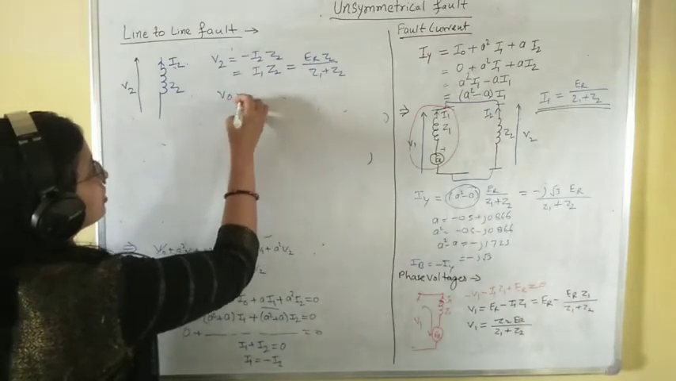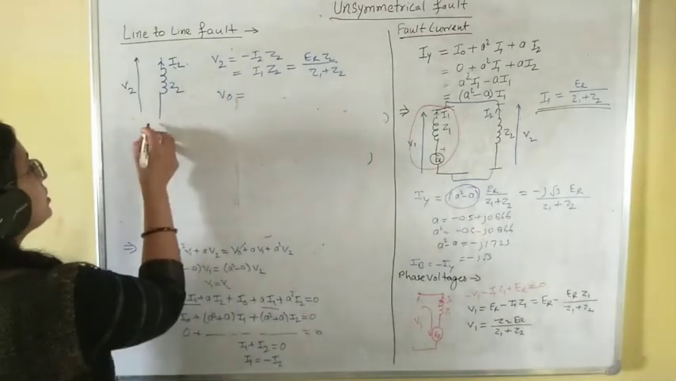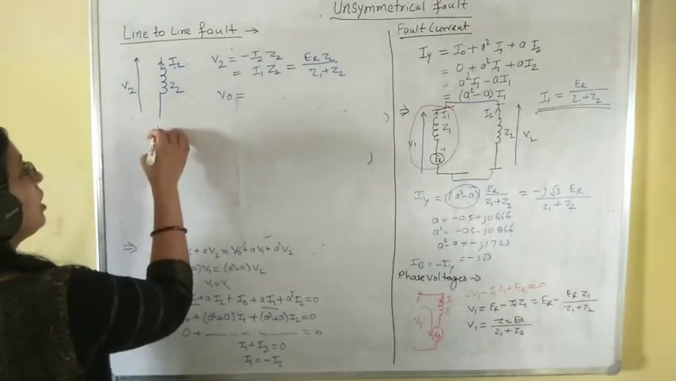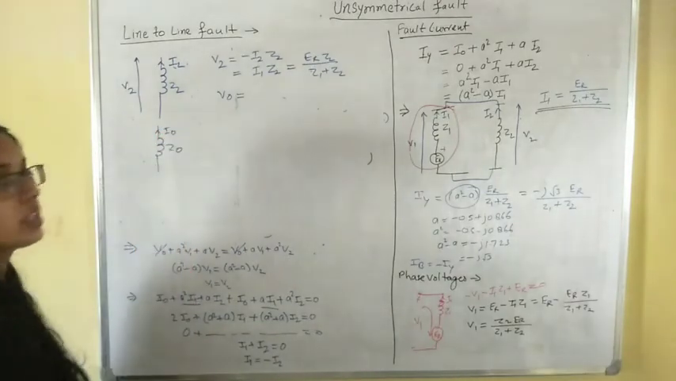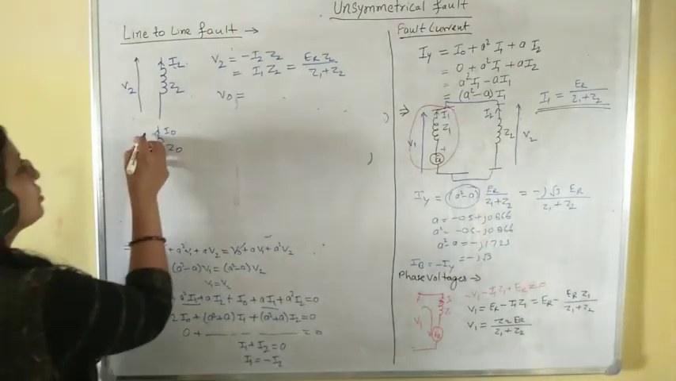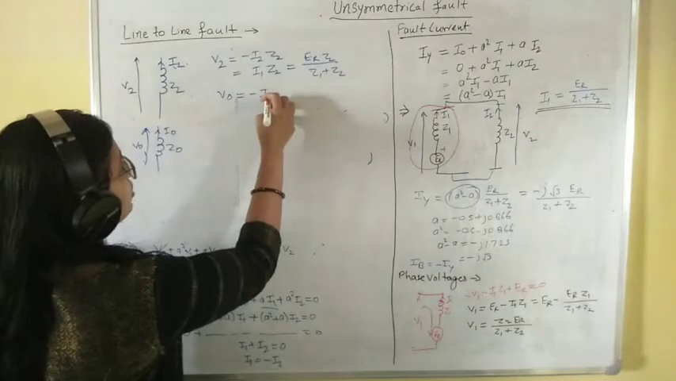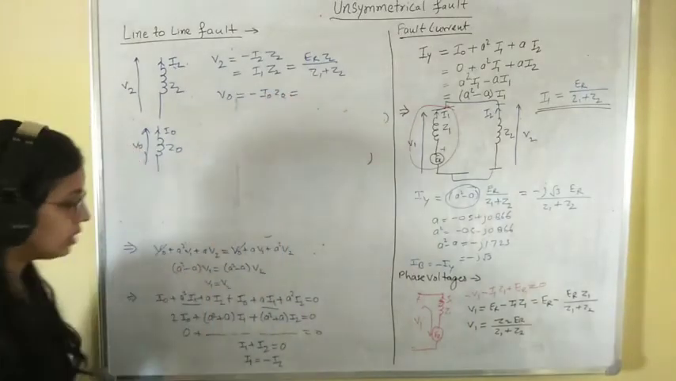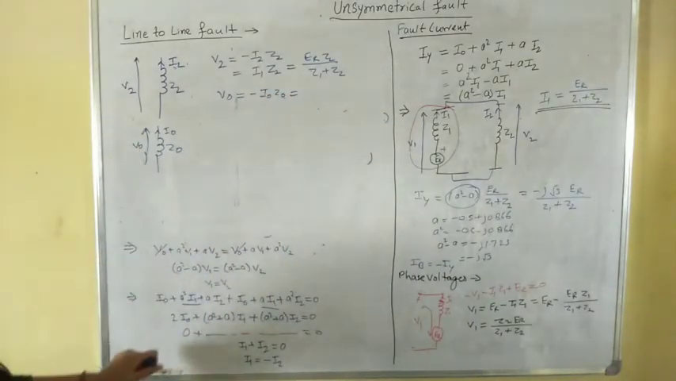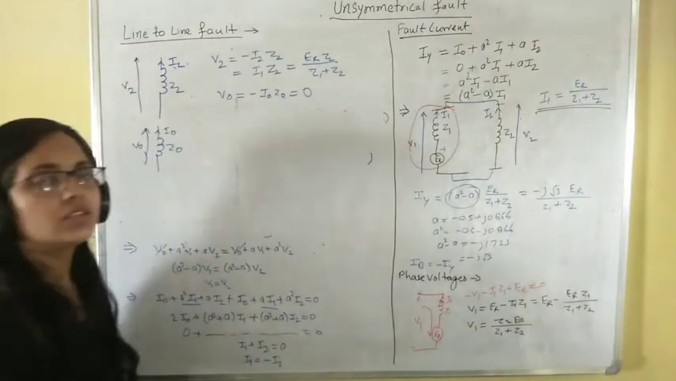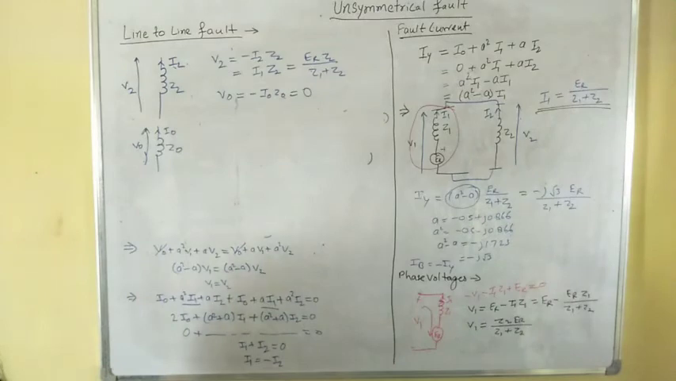And V0: if V0 has this sequence impedance and the sequence current is I0, what will V0 be? It will be minus of I0 Z0. But we know that for a line to line fault I0 is 0. That means the zero sequence voltage will be 0.